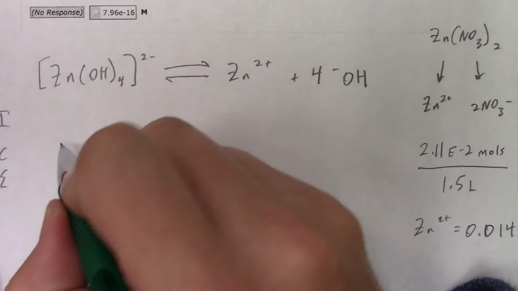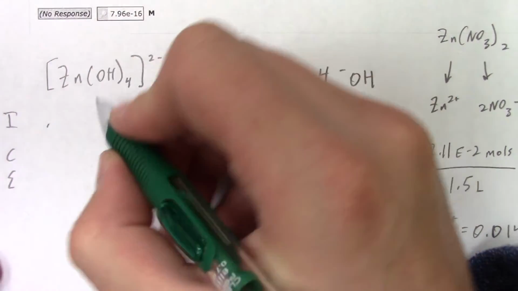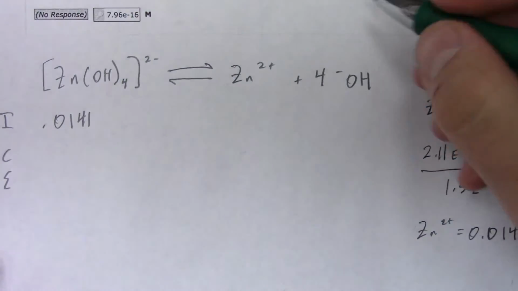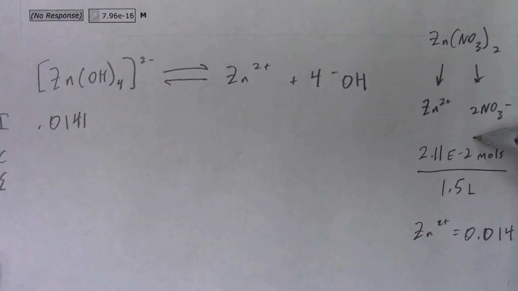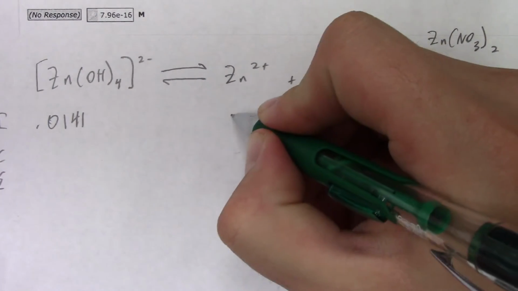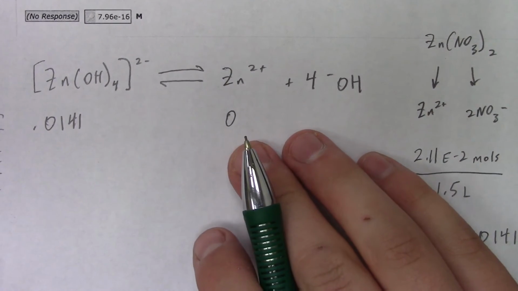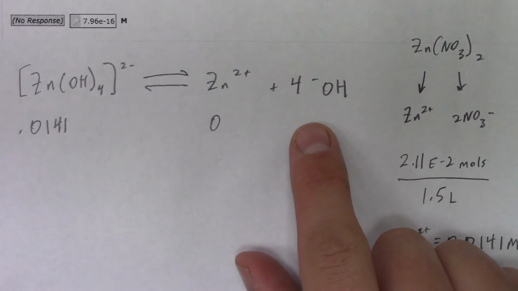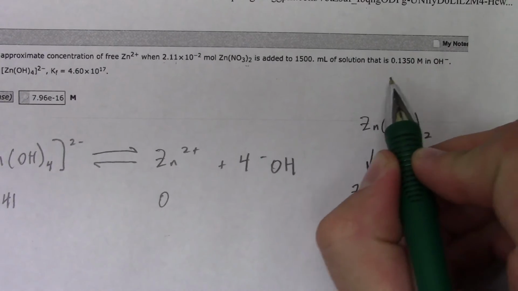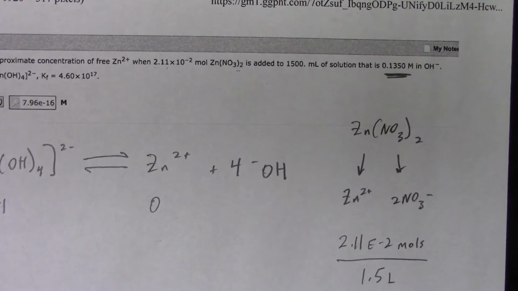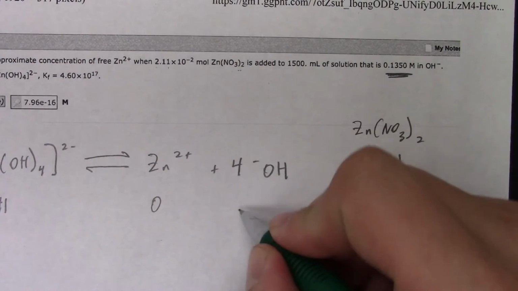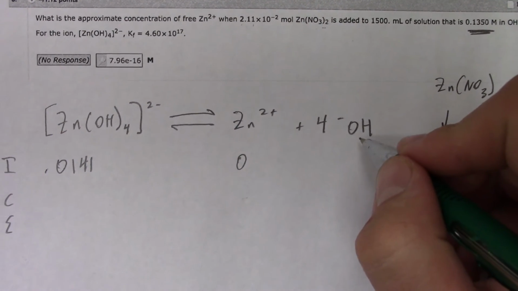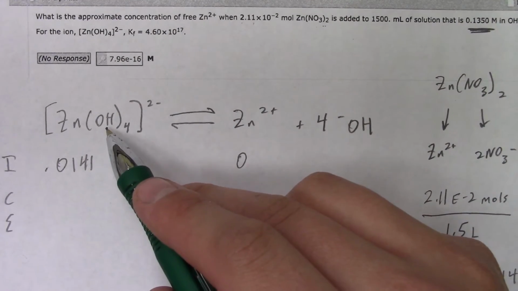We're going to make the assumption that this concentration of the complex ion is 0.0141 molar, and again that came from the zinc nitrate. But this zinc concentration has initially been decreased to 0 because all of it went to form the complex ion. This is where our change occurs with the hydroxide. What we originally had was 0.135 molar hydroxide ion. Well, the 0.135 is no longer 0.135 because some hydroxide was required to form this complex ion.